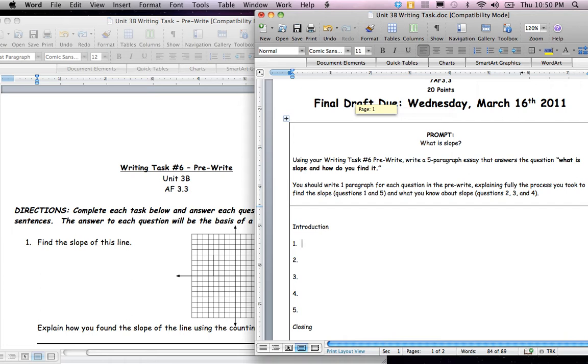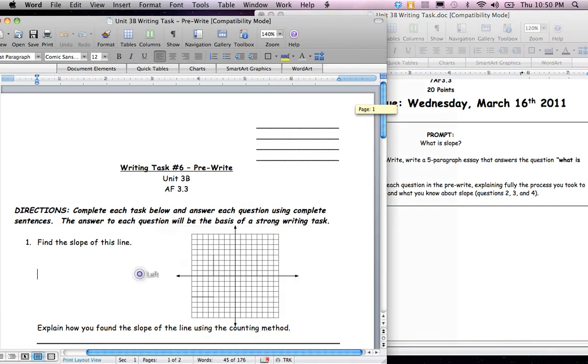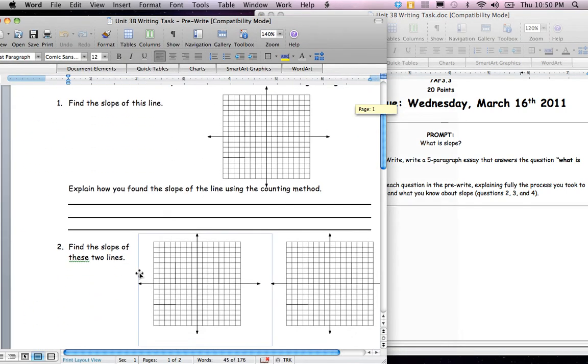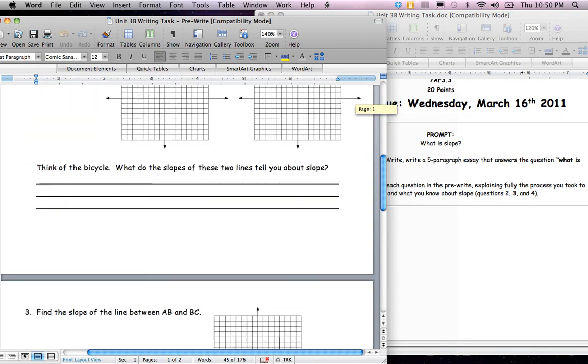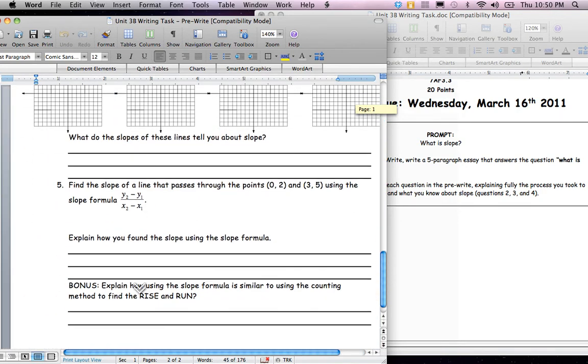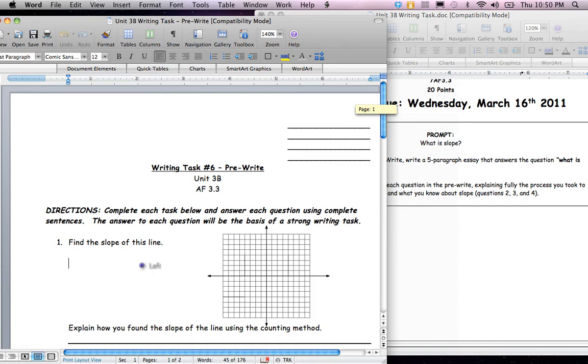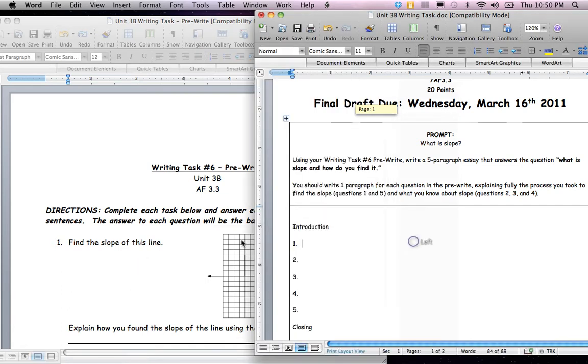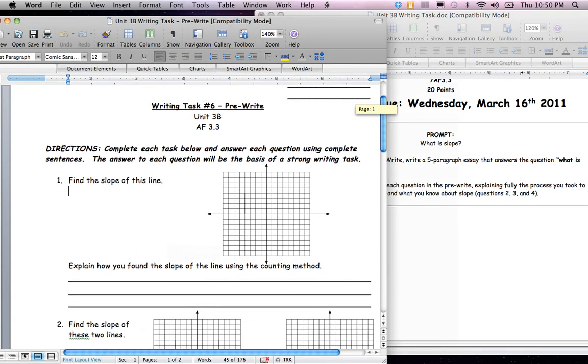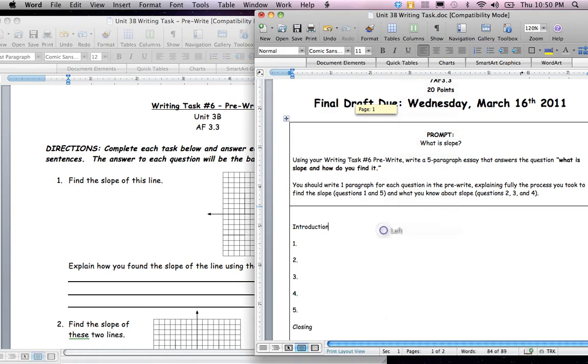So if you look at my pre-write, you see that this is exactly what you had, except it's missing all the lines that were on the graphs. And that's actually a good thing because that's going to help me explain what I really wanted you to use this for in your essay. So if we do this one paragraph at a time, the first bit of your essay is definitely going to be an introduction, just explaining what you're doing here. And what we're doing here is answering the question, what is slope and how do you find it?